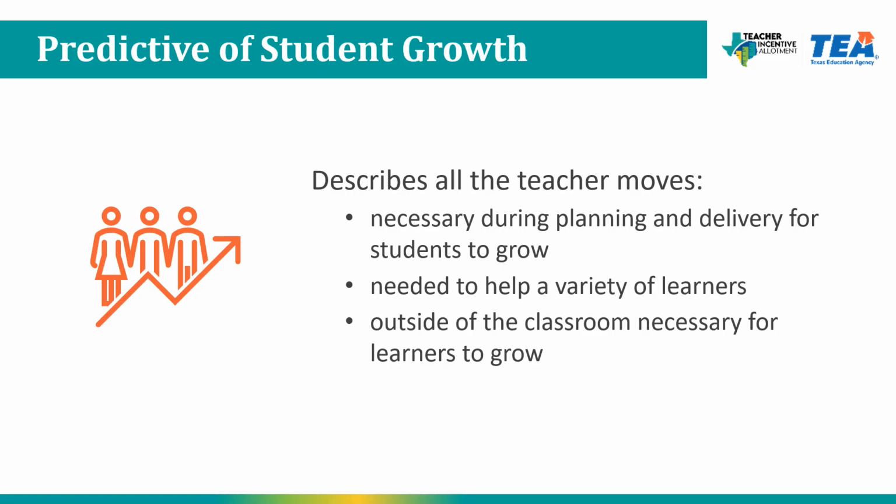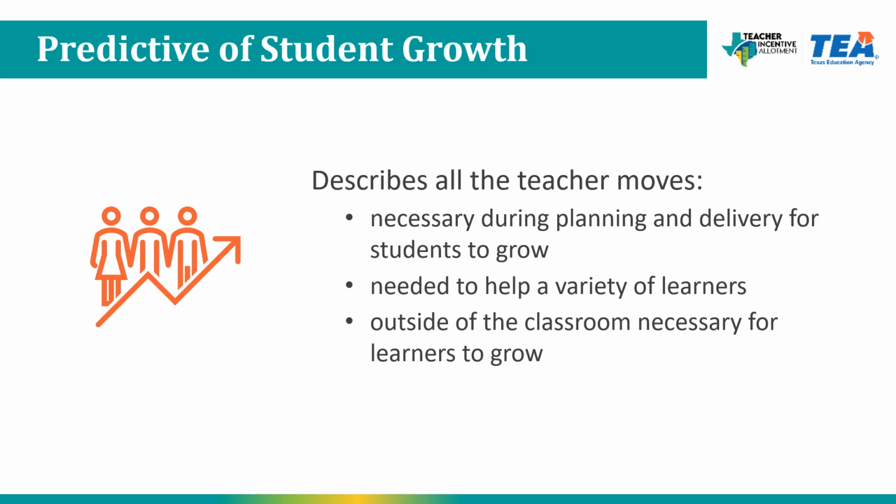A strong rubric should also be predictive of student growth. This means that it describes all the teacher moves necessary during planning and delivery of instruction for students to grow. The rubric should also include teacher moves needed to help a variety of learners, and it should include behaviors outside of the classroom that are necessary for learners to grow, such as engaging in professional development.